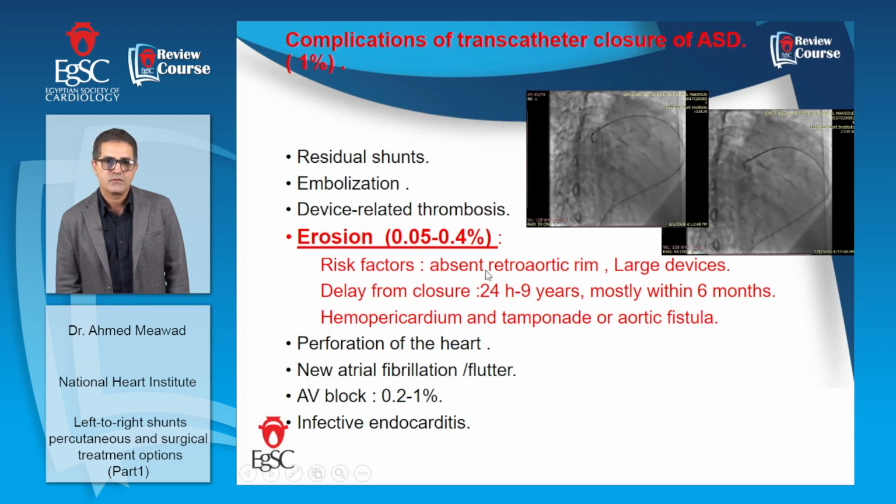Erosion is very important. If the patient comes to the clinic or the emergency room with chest pain or pericardial effusion, we have to think of erosion. It is a fatal complication. We have to take it seriously. It may occur early or late. It is associated mostly with patients with absent retroaortic rim or large devices. We have to send this patient immediately to surgery to save their life. Other complications are rare.